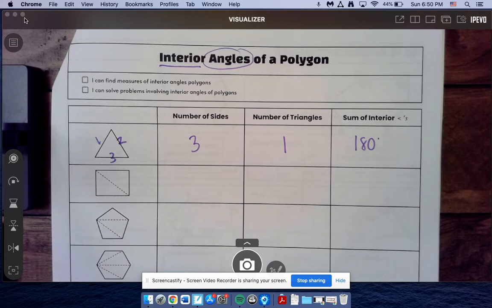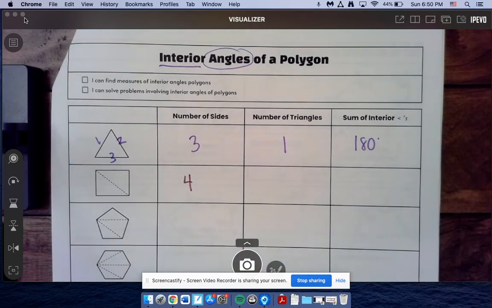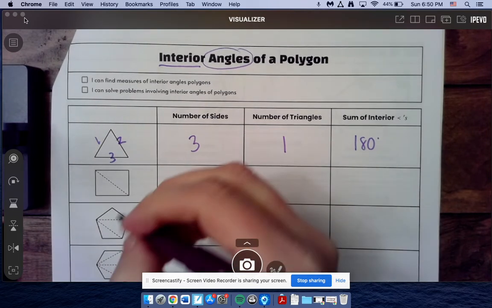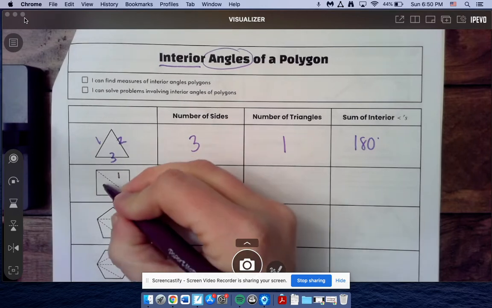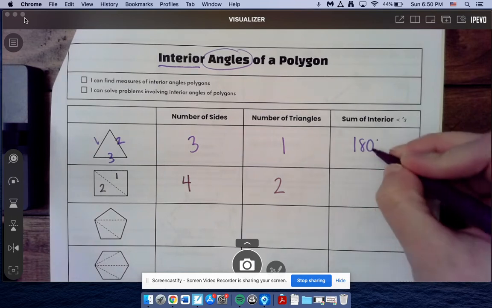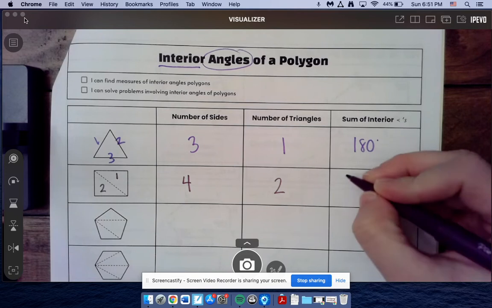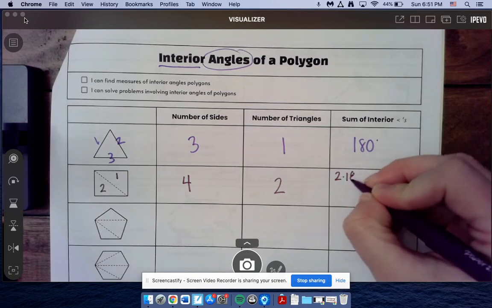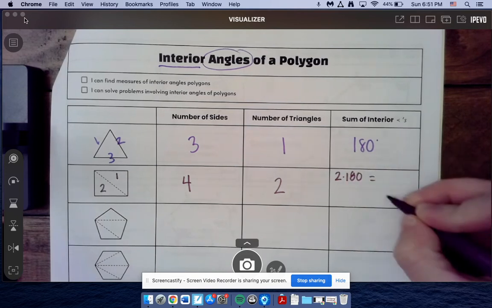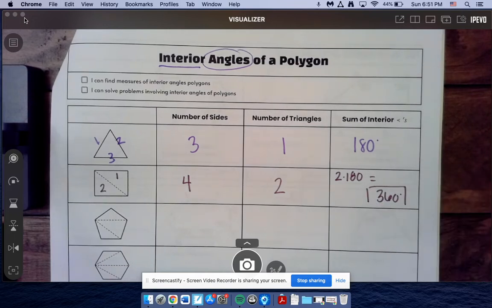Now our next shape is a quadrilateral. And we know that a quadrilateral has four sides. Do you see how we drew in a diagonal here? So we have one triangle there and one triangle here for a total of two triangles. So now if one triangle's interior angles measure 180, two triangles would have to measure 2 times 180, which is 360. Okay, let's keep going.